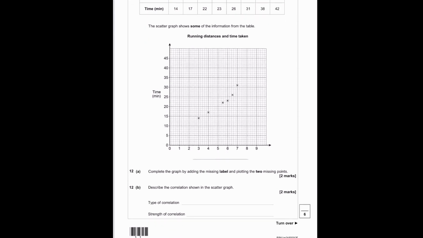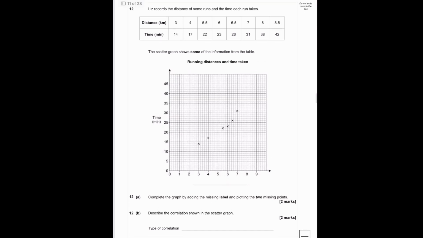Complete the graph by adding the missing label and plotting the 2 missing points. So we've got (3, 14) is there, 4 is there, 5.5 is there, 6 is there, 6.5 is there, 7 is there. So we need to plot 8 and 38. So (8, 38) is going to be there. And the next one, (8.5, 42) is going to be there.